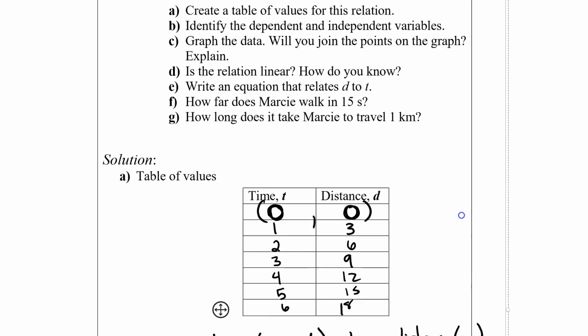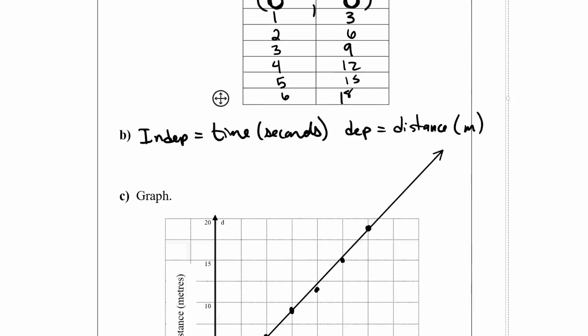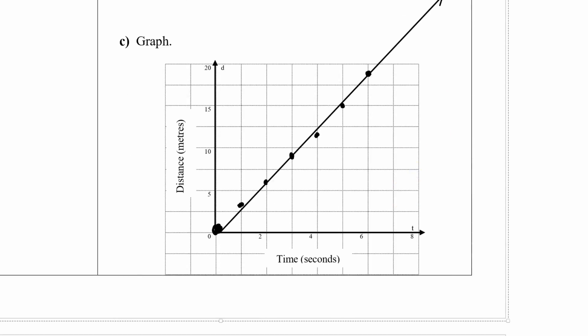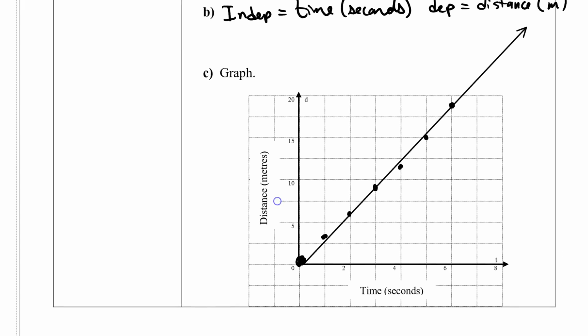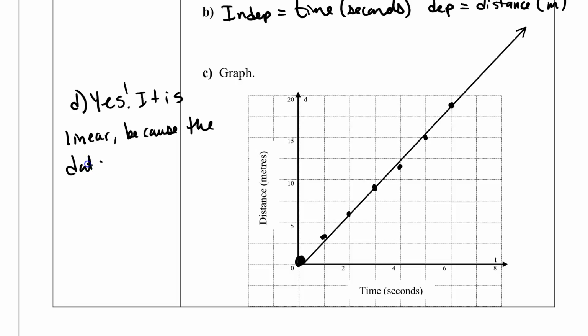Let's go up to our question here. Is this relation linear? How do you know? Well, I can just even write in my Q's column here, and I can say D. Yes, it is linear because the data forms a line.